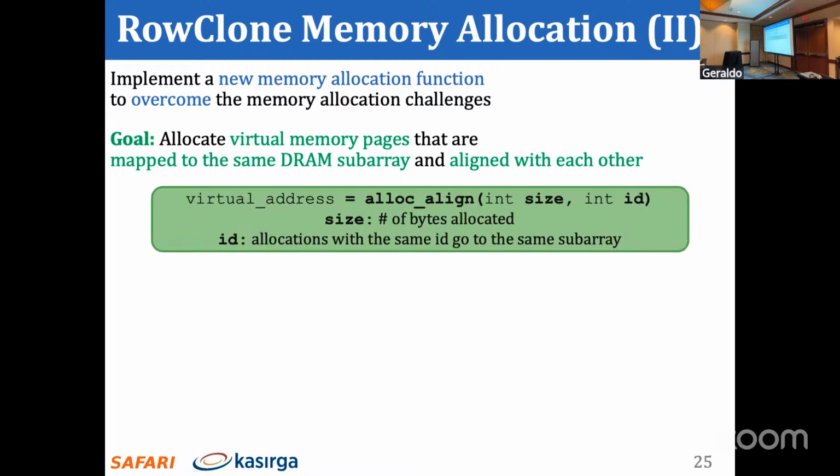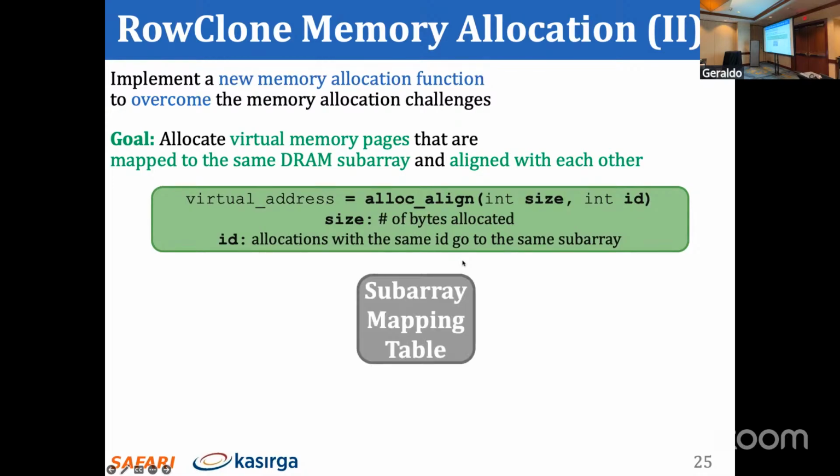This is what the function looks like. It's the semantics of the function and the parameters that it takes. It's very similar to malloc with the addition of an ID parameter. You supply this ID as the programmer for allocations you'd like to end up in the same subarray. So if you have an array that you would like to map to subarray 0, quote unquote, you would call this function.